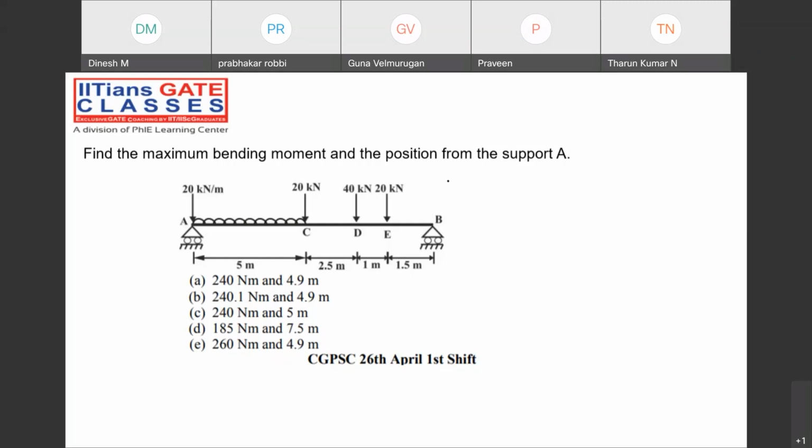Find the maximum bending moment and the position from the support A, they are asking. Again, it's a little bit tough question, I would say. Not that easy as you might be predicting, but with the logic, you can just follow me. So first of all, you need to find the reaction forces.